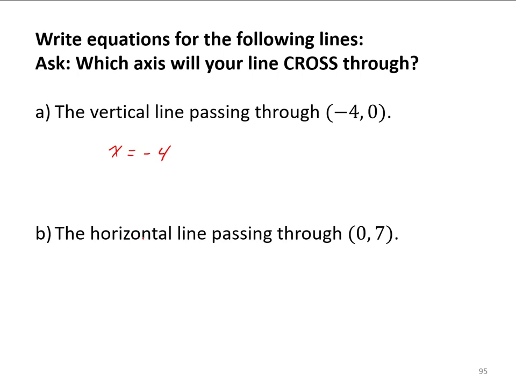Now similarly, part B says the horizontal line passing through the point 0, 7. Well, the point 0, 7 is a y-intercept. That's on the y-axis. So this is going to be of the form y equals, because it's horizontal, and that y value is 7. So y equals 7 is our equation.